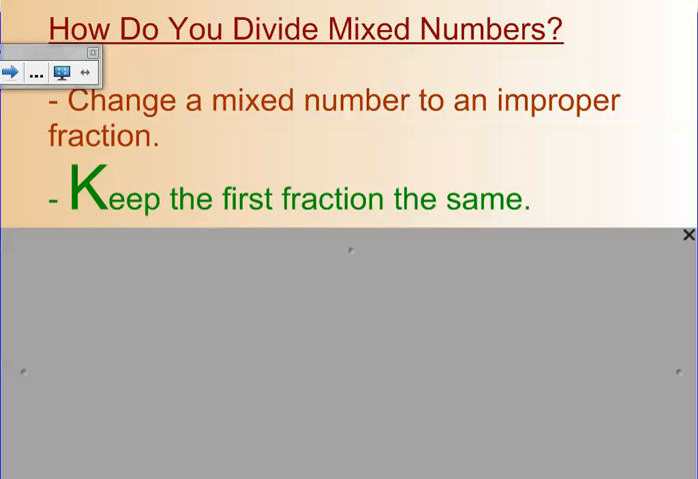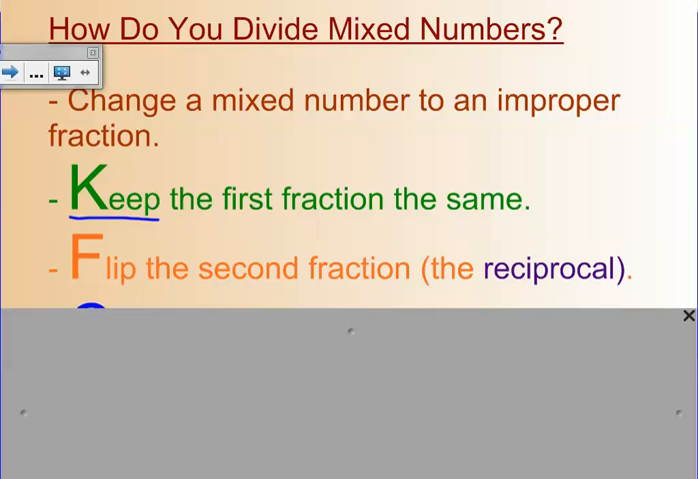K stands for keep the first fraction the same. So you're going to leave the first fraction the same after it's been changed to an improper fraction if needed. So the first one gets left alone, and you're going to then flip the second fraction. It's a special math word called the reciprocal. So if I had something like 2/3, I would flip that to 3/2. That would be its reciprocal. So the flip step is I'm going to flip the top and bottom of the fraction. So I'm going to keep the first and I'm going to flip the second.